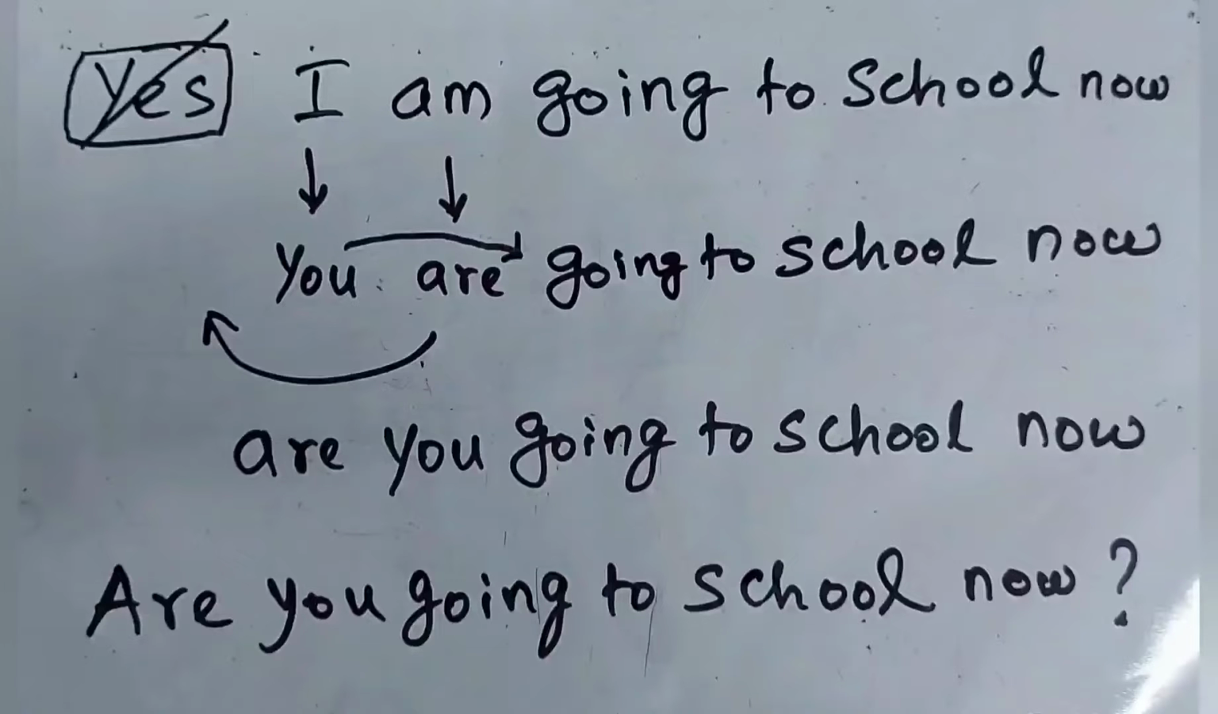Here, yes is the answer. Only yes, yes only is the answer. So you have to remove that answer. Then I will be converted as you. Am will be converted as are, because for you, you have to add are. So you are going to school now.